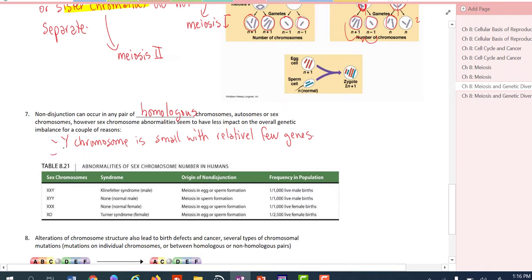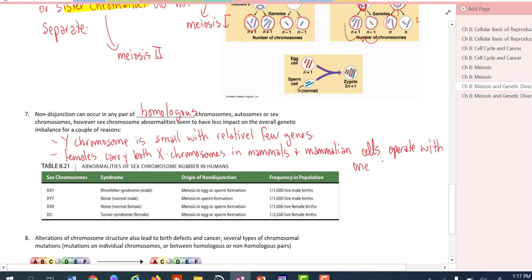And secondly, remember that females carry both X chromosomes, but in mammalian tissue, like any mammal, in mammals, usually they function with only one, and mammalian cells operate with only one X. All right, so what that means is that the cell might have both X chromosomes, but it mainly accesses one X chromosome for its protein production, right? And it's always accessing that same X chromosome.